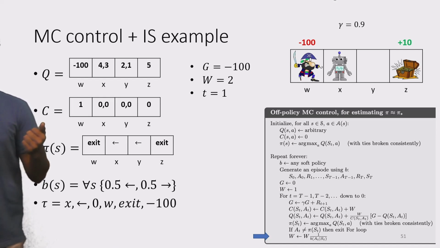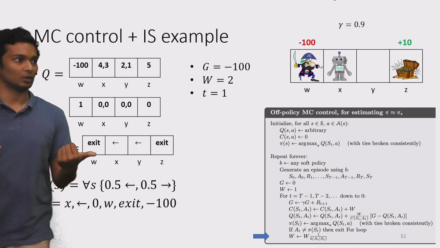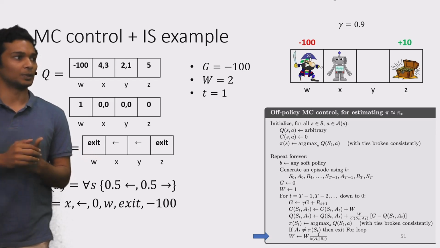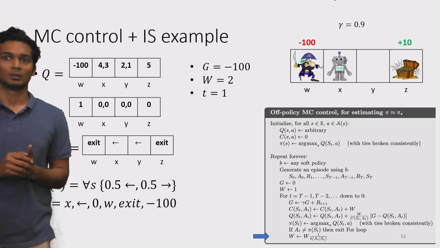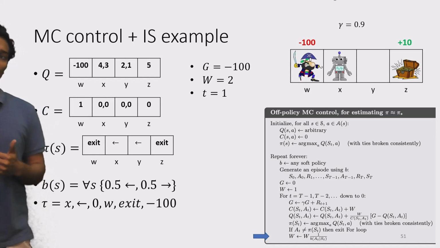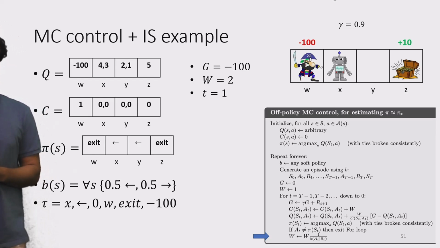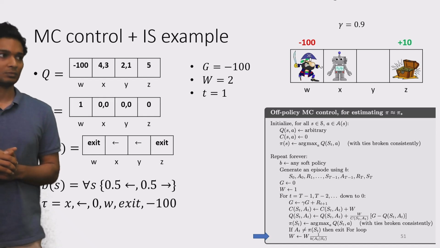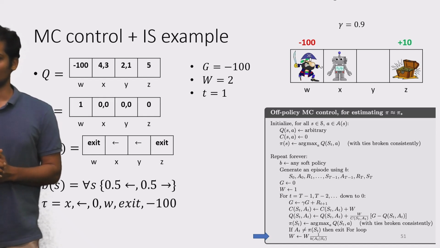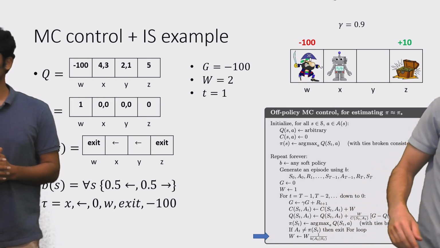But why is that? If we do see the same action, why do we exit the for loop? If you don't see the same action, then we exit, because then it will zero out the importance sampling. Why? Because the target policy is a deterministic one. If it's not the same action, then the accumulated importance sampling ratio, W, will just zero out. It will be 0, and from that point onwards it will be 0.